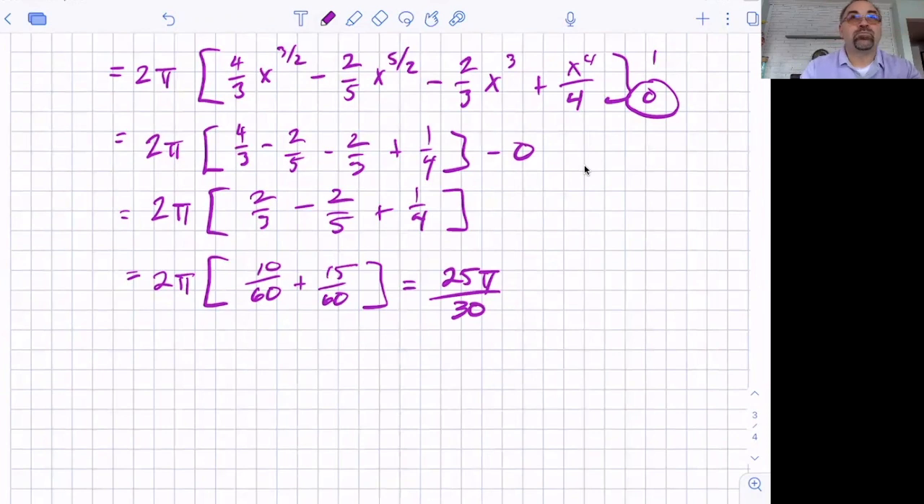So as you can see, when you are using the shell method, it's nice because we only have one radius to worry about. We do have this height function we need to worry about, the height of the rectangle. Now, why would you use this method?